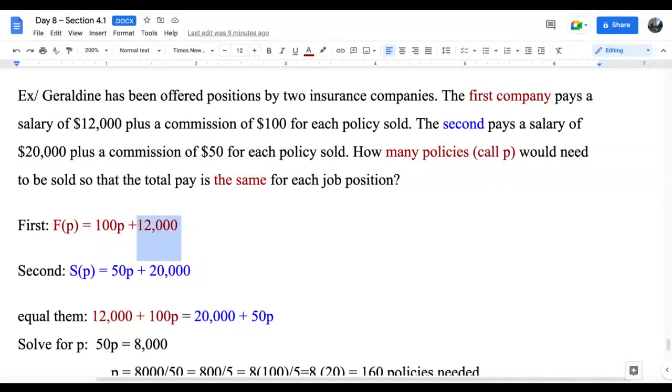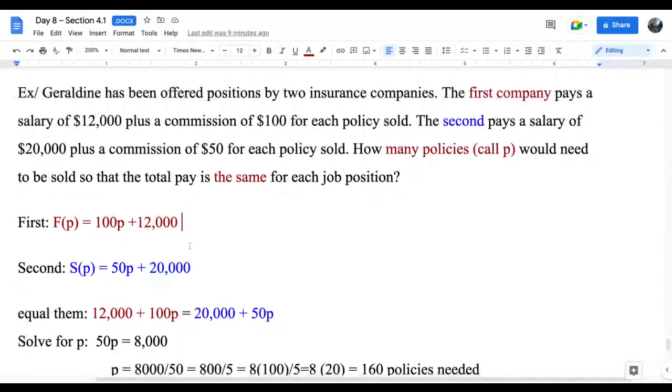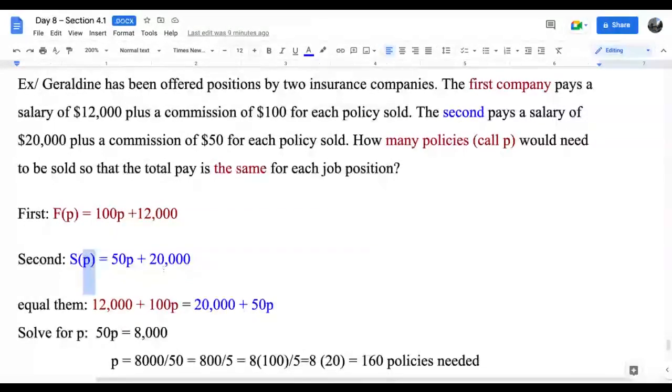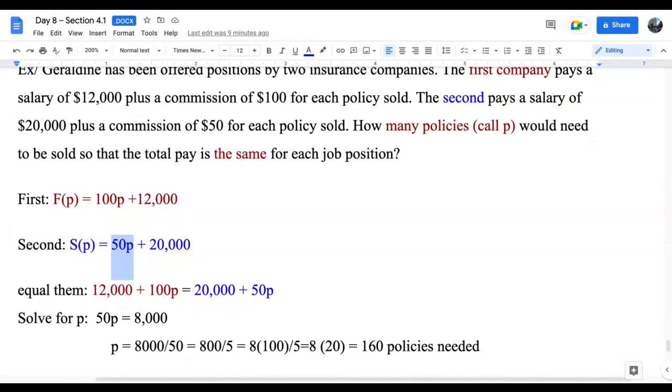Plus the salary. This is talking about salary. Plus base salary, she gets $12,000. Second company pays her $20,000 as base salary. However, for each policy sold, she only gets $50. So now you see we get a system of 2 equations.